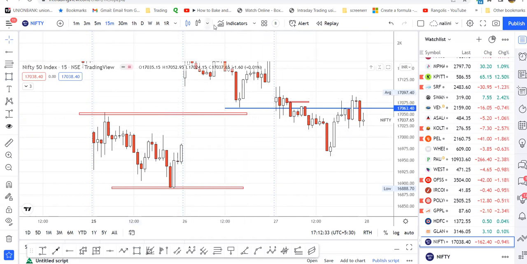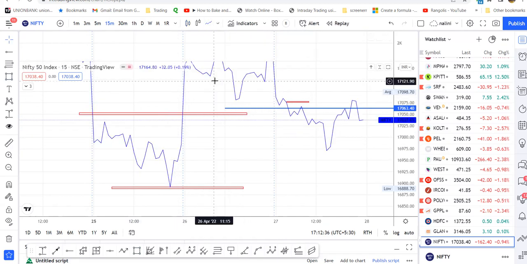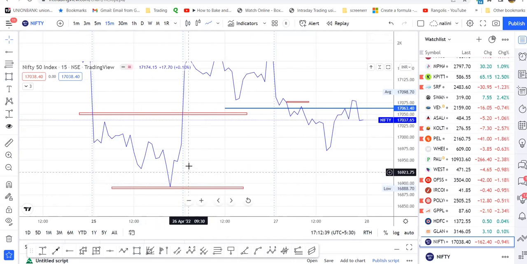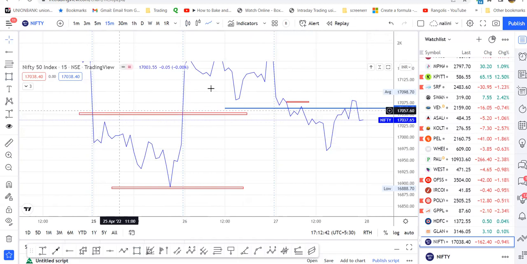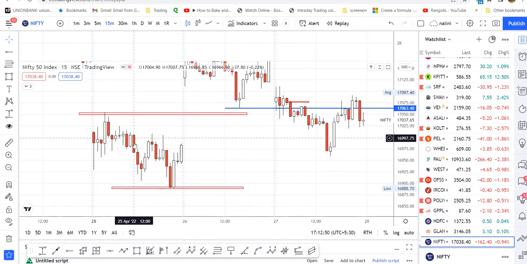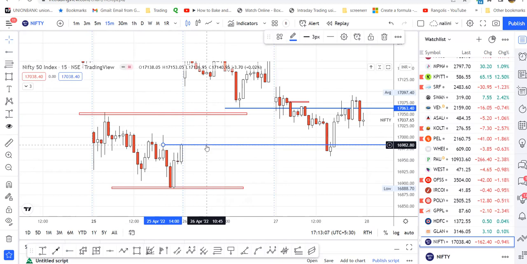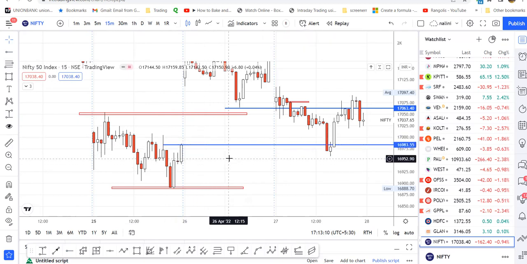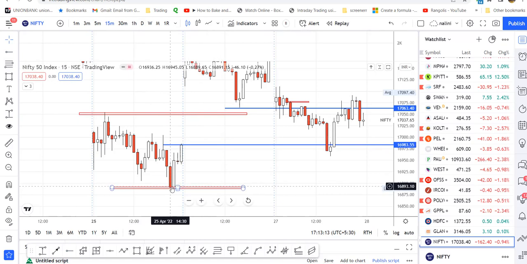Let me change the candlestick to a line chart. See, if you can see, price has come down, made a high, and again it came down and made a high. Here, this is the probable level, and it is also a gap level. It can go there.